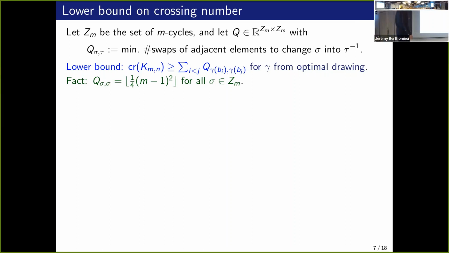Then there's another fact which we will need in the proof, but which I will not show right now because we have limited time. But as it said, Q(sigma, sigma) is this value: one quarter of (m-1) squared, rounded down.